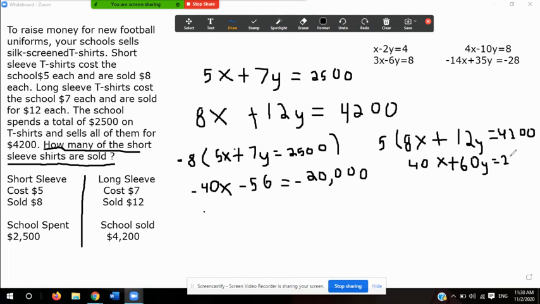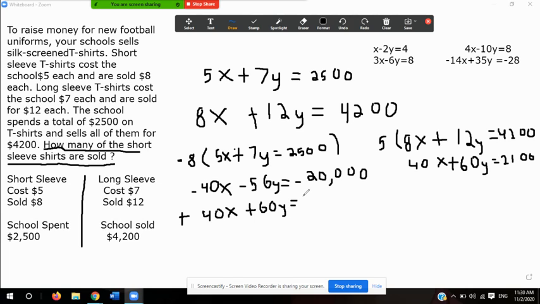Now what I'm going to do is align both equations so that I can solve and find the missing variables. So I'm going to take negative 40x minus 56y, which I realized I didn't write, equals negative 20,000. And I'm going to add that. And why am I going to add? Because if I'm adding opposite signs, the variables are going to cancel out. So plus 40x plus 60y, excuse me, because this is positive, equals positive 21,000. And now I can solve.